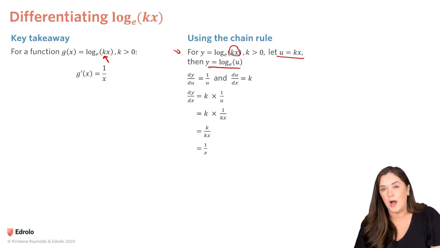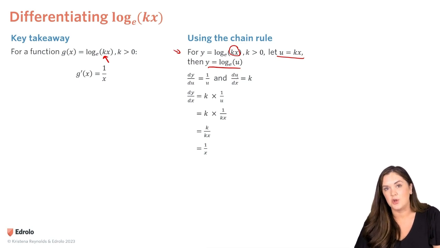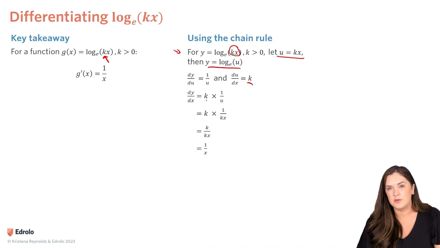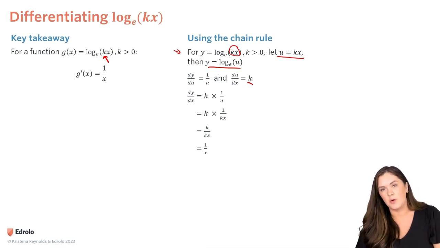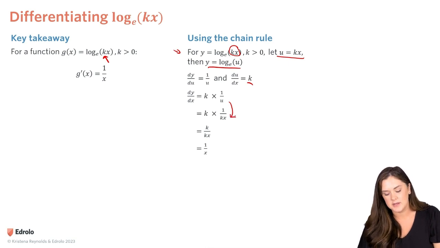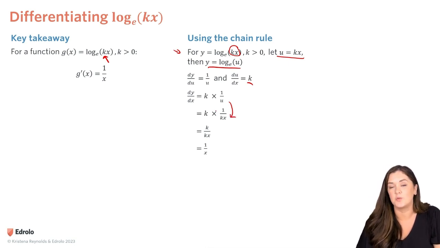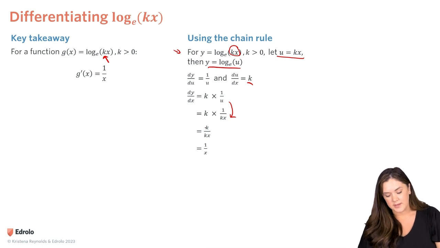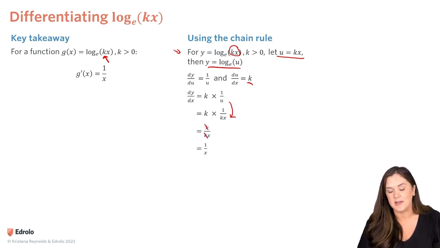So differentiating y with respect to u, we get 1 over u, which is what we saw in the previous video. And then differentiating u with respect to x, we get just k. Now, the next part of our chain rule says that we need to multiply those two derivatives together. So we get k times 1 over u. And then we're just going to replace the u with our kx. So we end up getting k times 1 over kx. And then we can simply cross out those k's and simplify. And we end up with 1 over x.